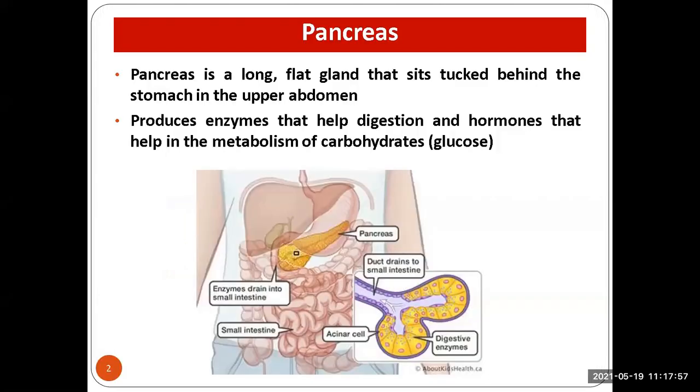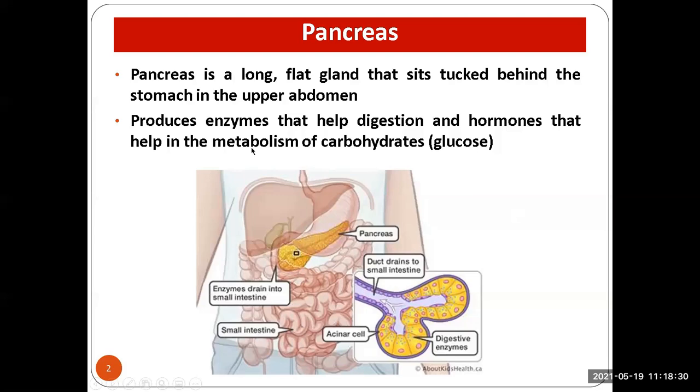Before going to pancreatitis, we will see what the pancreas is and what its functions are, which are ultimately affected due to inflammation. The pancreas is basically a long, flat gland situated behind the stomach in the upper abdomen. This is the location where it is found, and it has both endocrine and exocrine function.